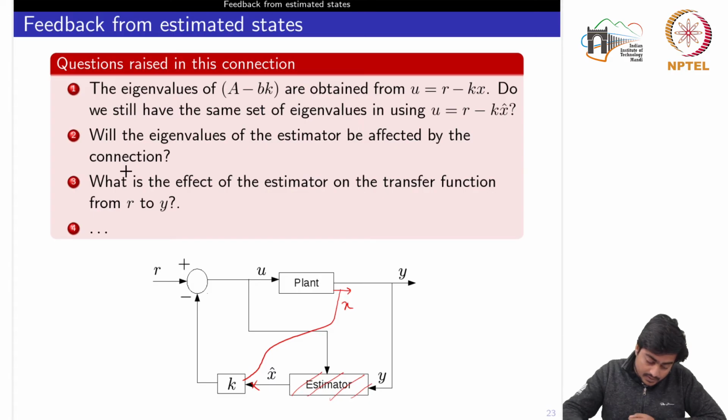Okay? So now what is the effect of the estimator on the transfer function from R to Y? Earlier we derived the transfer function of the closed loop system. Now there is an estimator block inside it. So this question naturally arises: would this estimator have any impact on the transfer function, in the sense that either the transfer function would change, or would it remain the same? Okay. So we'll try to answer most of the questions in this connection.